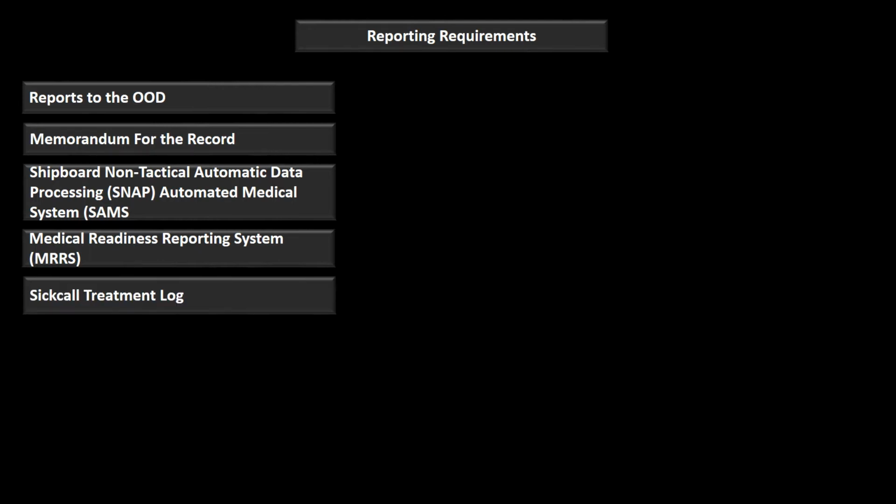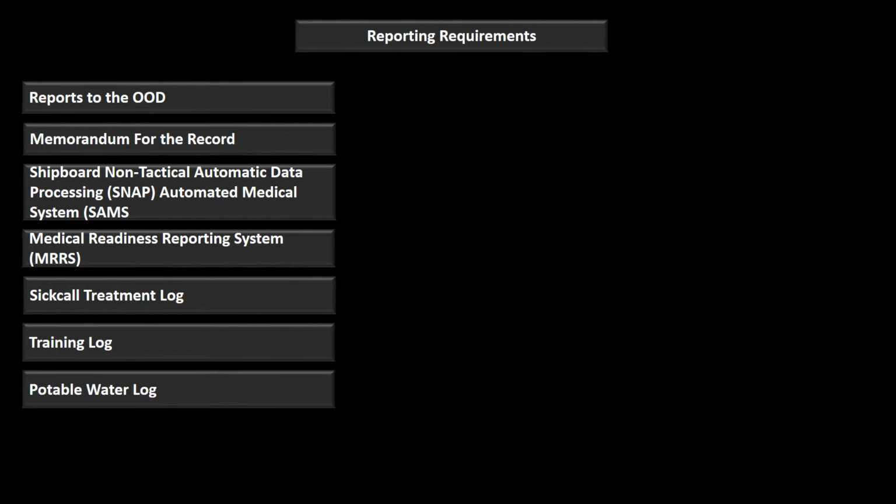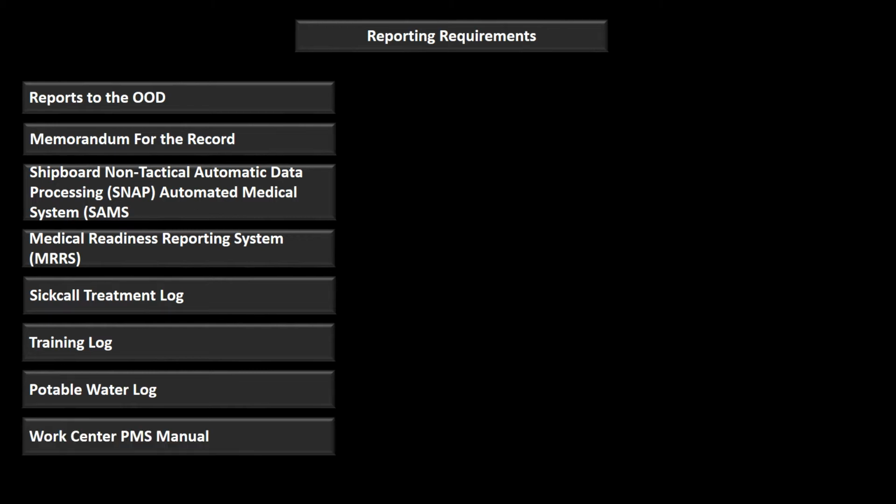We've got to understand what MERS is and what we document in MERS, and MERS is your Medical Readiness Reporting System. We've got to talk about what's logged in the sick call treatment log. We're going to talk about what's logged in a training log, how often we test our water and maintain our potable water log, and we also got to talk about the planned maintenance system manual as well, the work-centered planned maintenance system manual. So, our reports to the OOD.